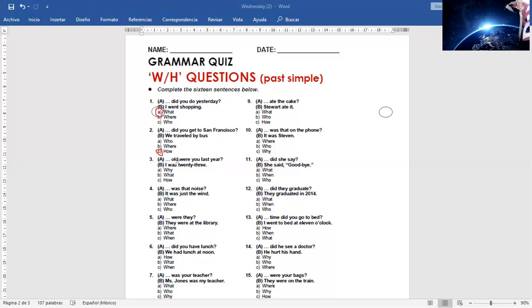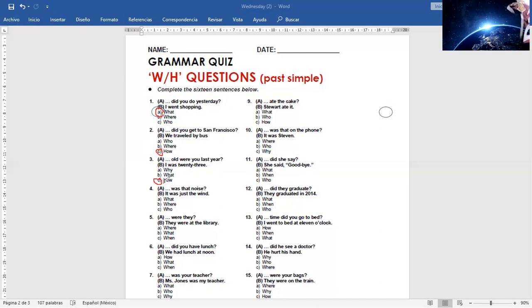Number three: why, what, or how old were you last year? So number three is how old. ¿Qué tan viejo eras el año pasado? I was 23. Tenía 23.